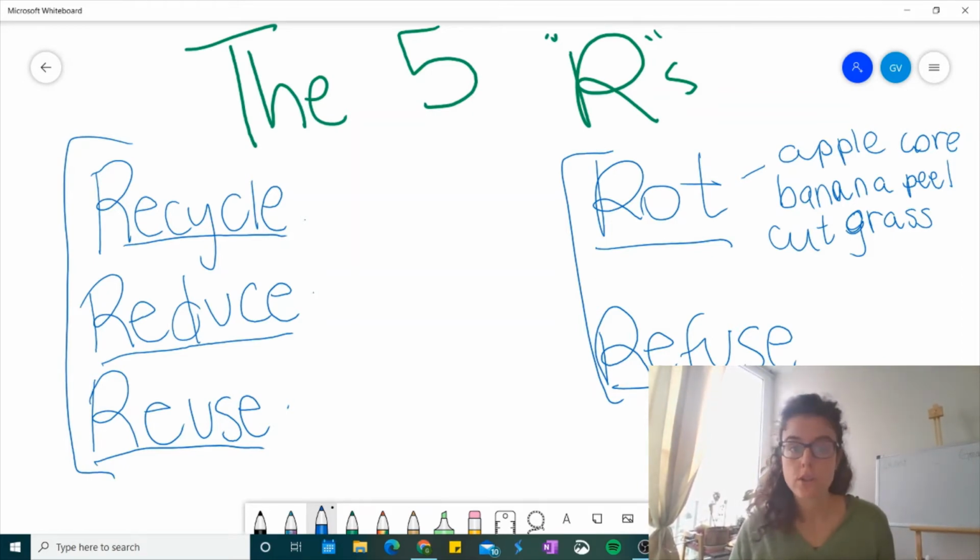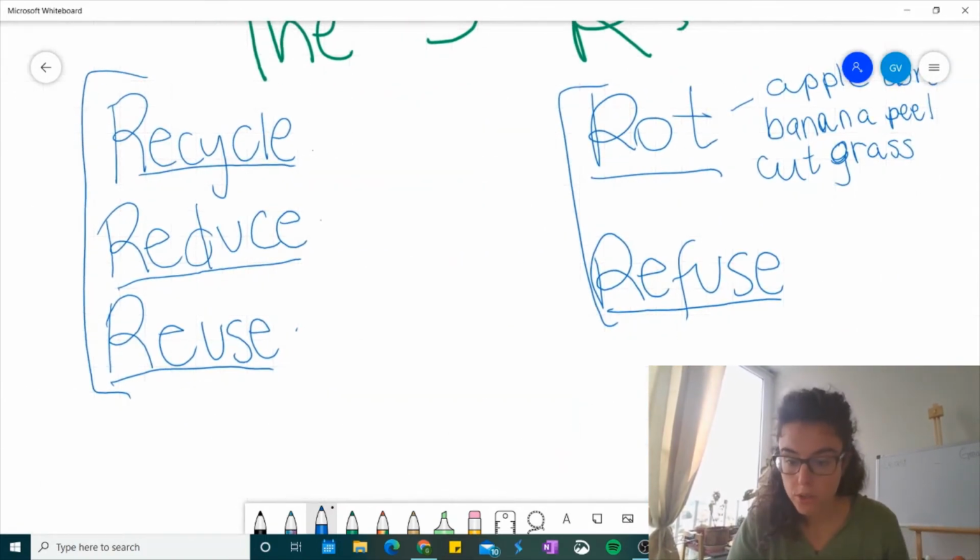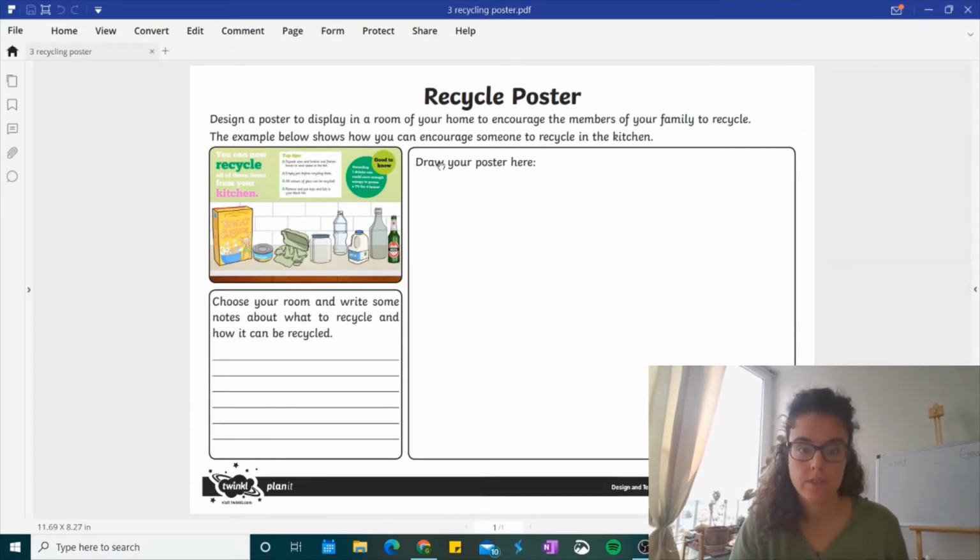So friends, those are the 5 R's. Now, let me show you what I'm thinking about doing for my poster. Your poster will be on this page, and here you have some space. Here's an example that they did about recycling in the kitchen.